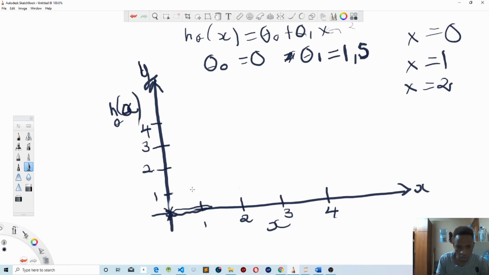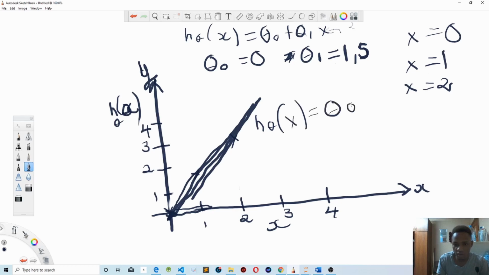So here, this is 1.5 somewhere here, and then 2 and 3 somewhere here. In this case our hypothesis would look somewhere like this. Sorry about my drawing, but the hypothesis would pass through the points (2, 3), (1, 1.5), and (0, 0). So in this case the hypothesis would look like h theta of x, this is our hypothesis, plus theta 1 x.